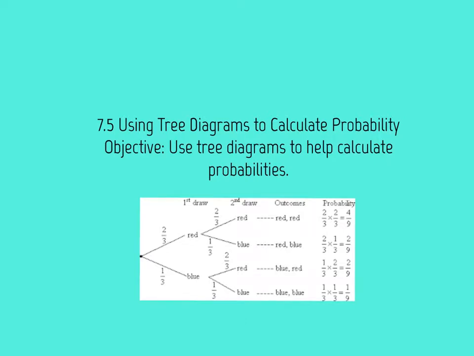Today we are on lesson 7.5 and we're talking all about using tree diagrams to calculate probability. So our goal is to be able to simply do that. Use our tree diagrams if we have fractions there and go through and try to determine the probability of a certain outcome.